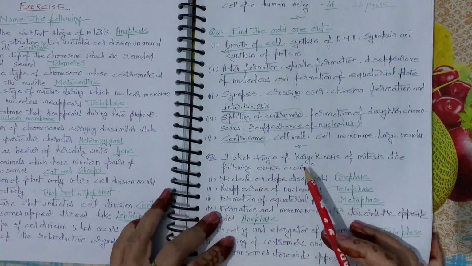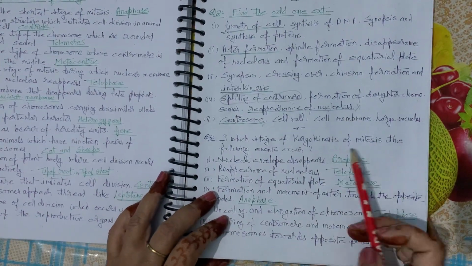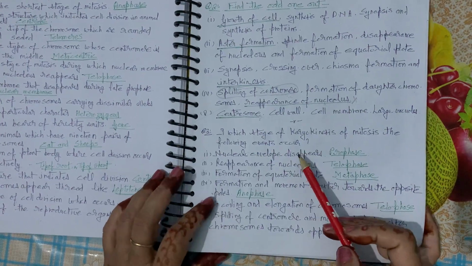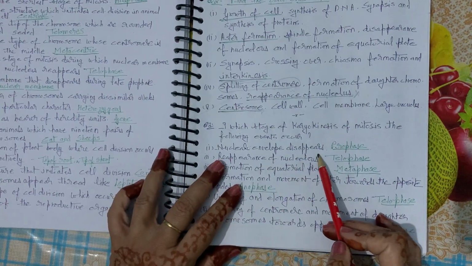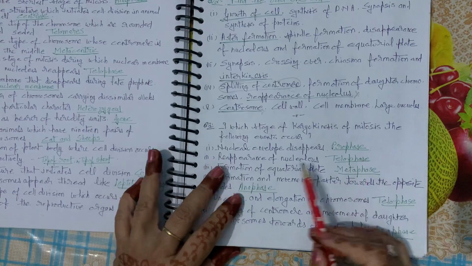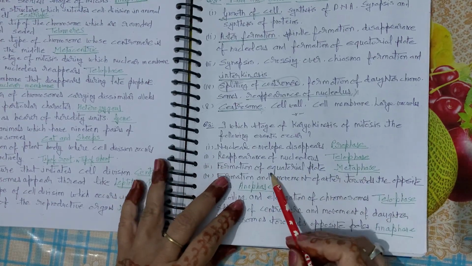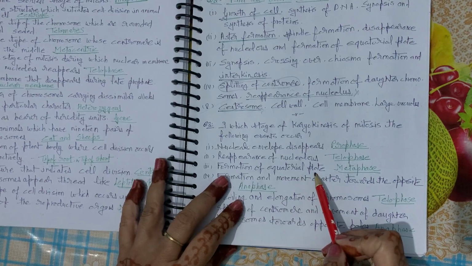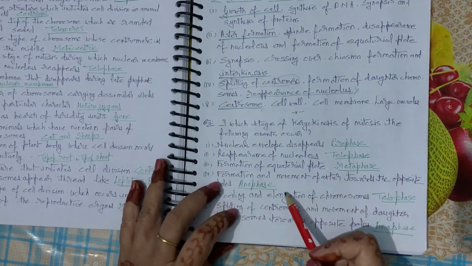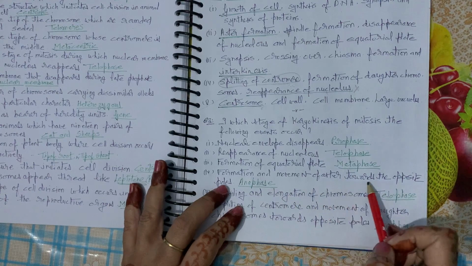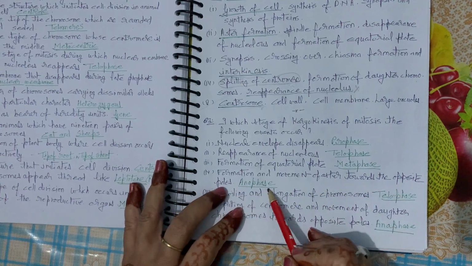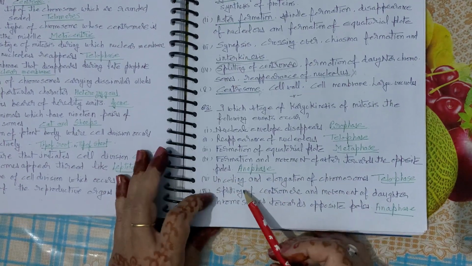Now the next one, in which stage of karyokinesis of mitosis do the following events occur? Nuclear envelope disappears, that is during the prophase. Reappearance of nucleolus occurs during telophase. Formation of equatorial plate occurs during metaphase. Movement of chromatids towards the opposite pole, it is during the anaphase.